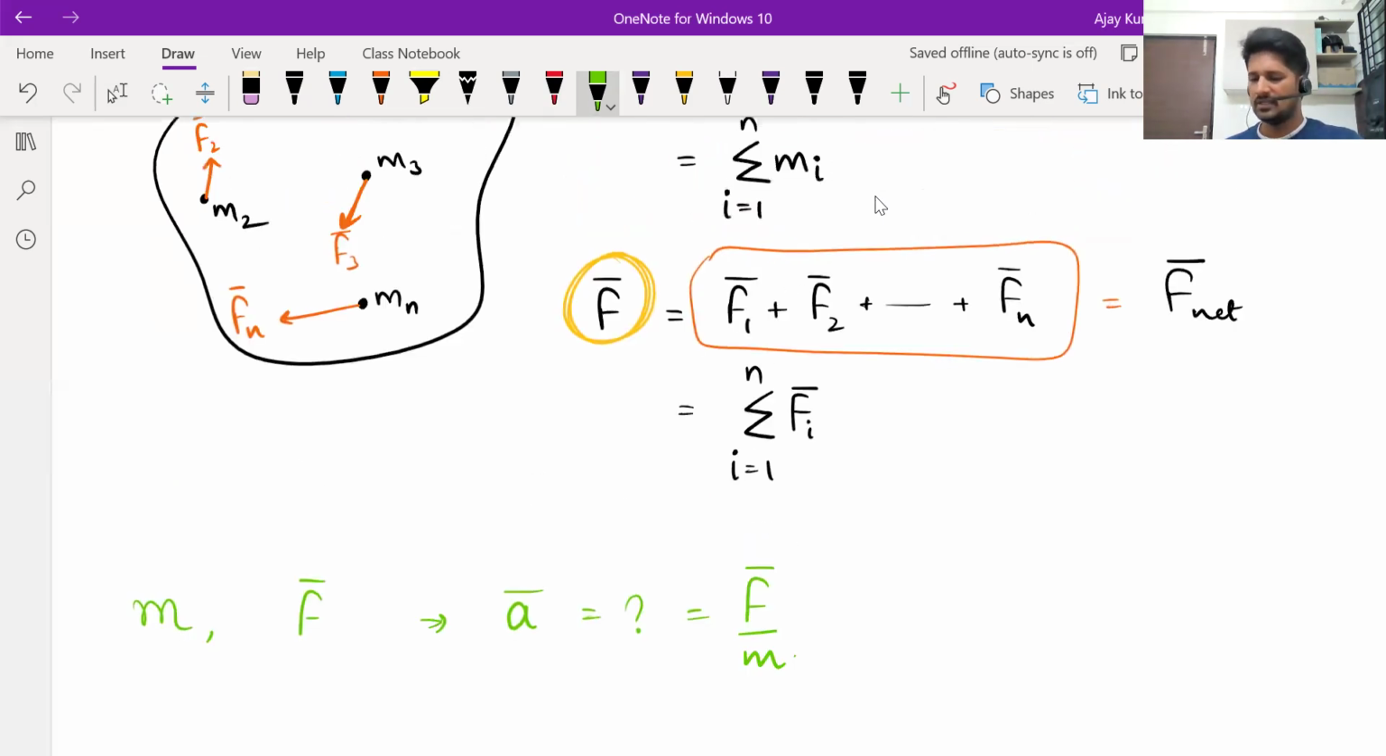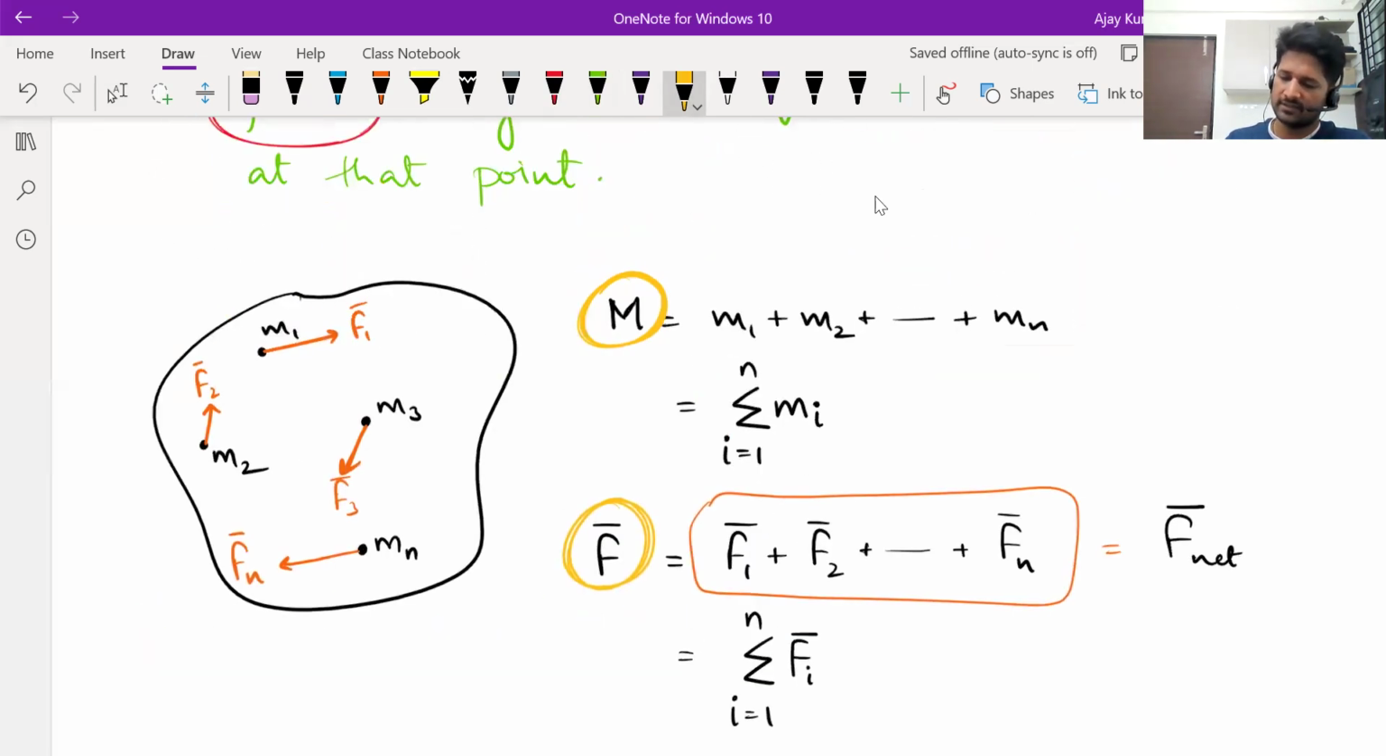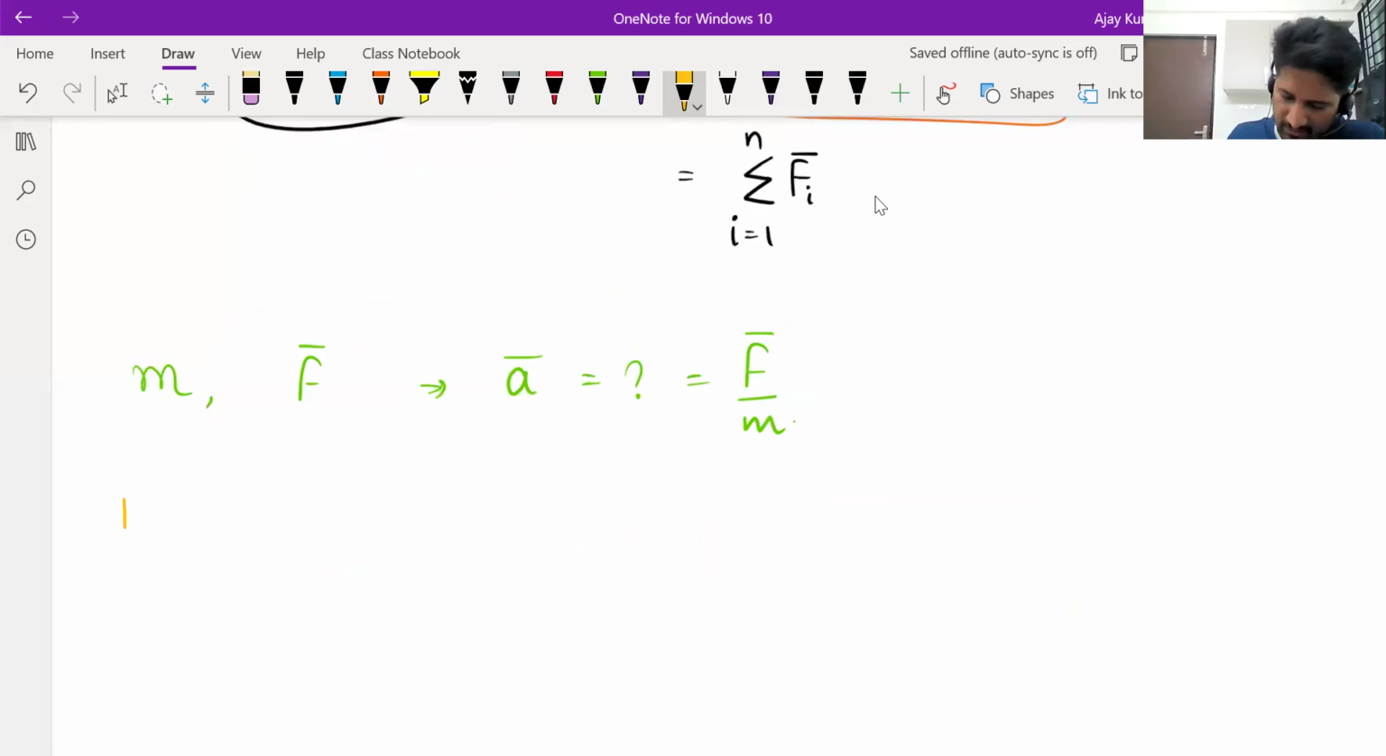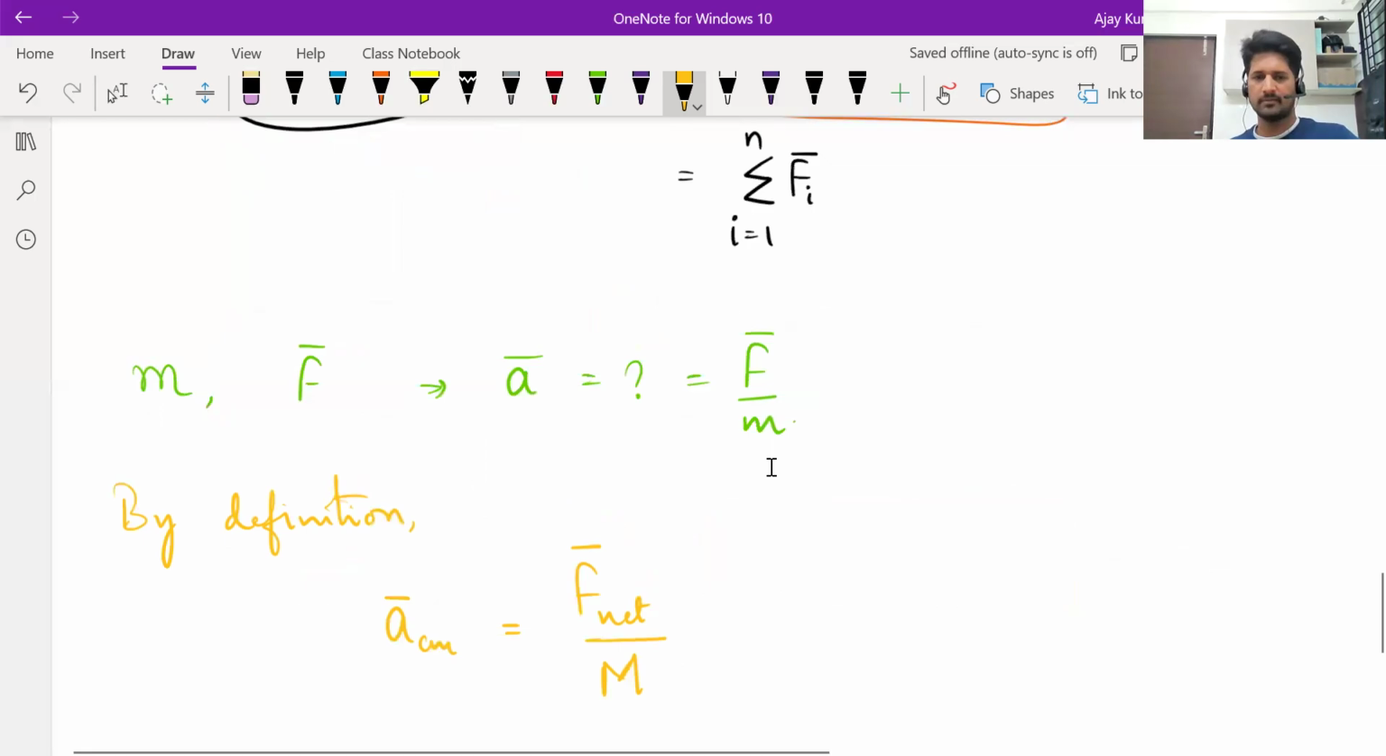Okay. Now center of mass behaves as if it has this much mass and as if this much force is acting on it. Then by definition, the acceleration of center of mass of a system should be the net force acting on the system divided by the total mass of the system. Obviously, if it's a point which behaves as if it has all the mass and all the forces are acting on it, that point should have this much acceleration.